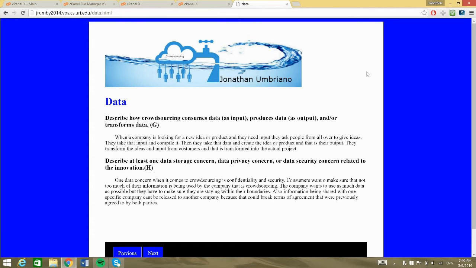Describe at least one data storage concern, data privacy concern, or data security concern related to the innovation. One data concern when it comes to crowdsourcing is confidentiality and security. Consumers want to make sure that not too much of their information is being used by the company that is crowdsourcing. The company wants to use as much data as possible, but they have to make sure they are staying within their boundaries. Also, information being shared with one specific company can't be released to another company because that could break the terms of agreement that were previously agreed on by both parties.